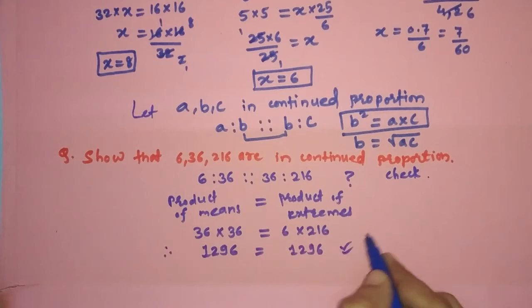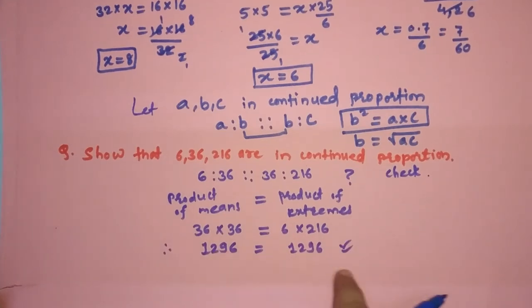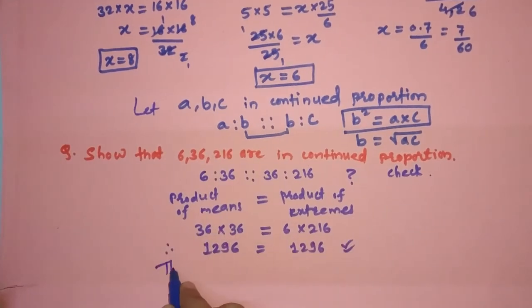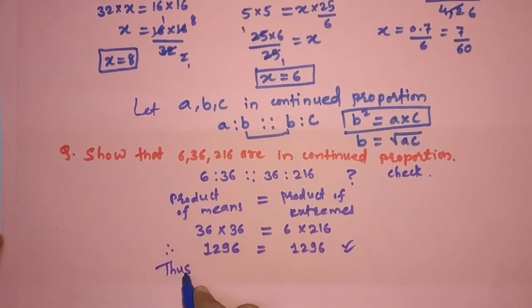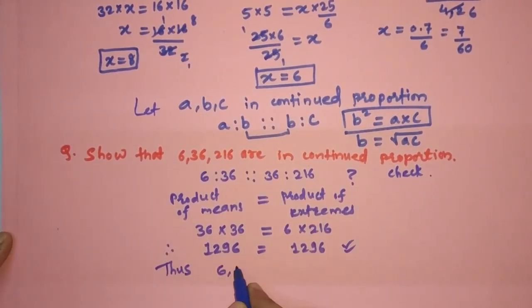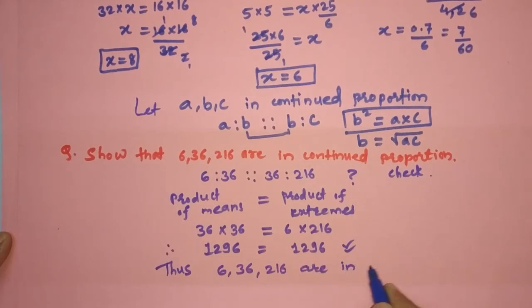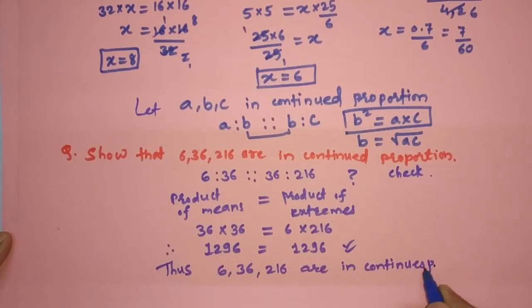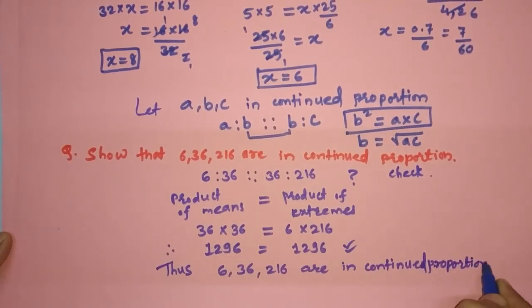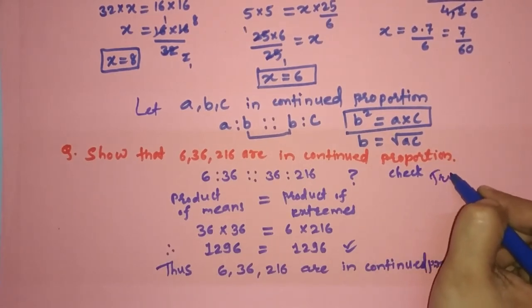Yes, therefore this step is saying that the product of means is equal to product of extremes. Thus, you can say that 6, 36 and 216 are in continued proportion. So yes, it is true. So we have checked this is true.